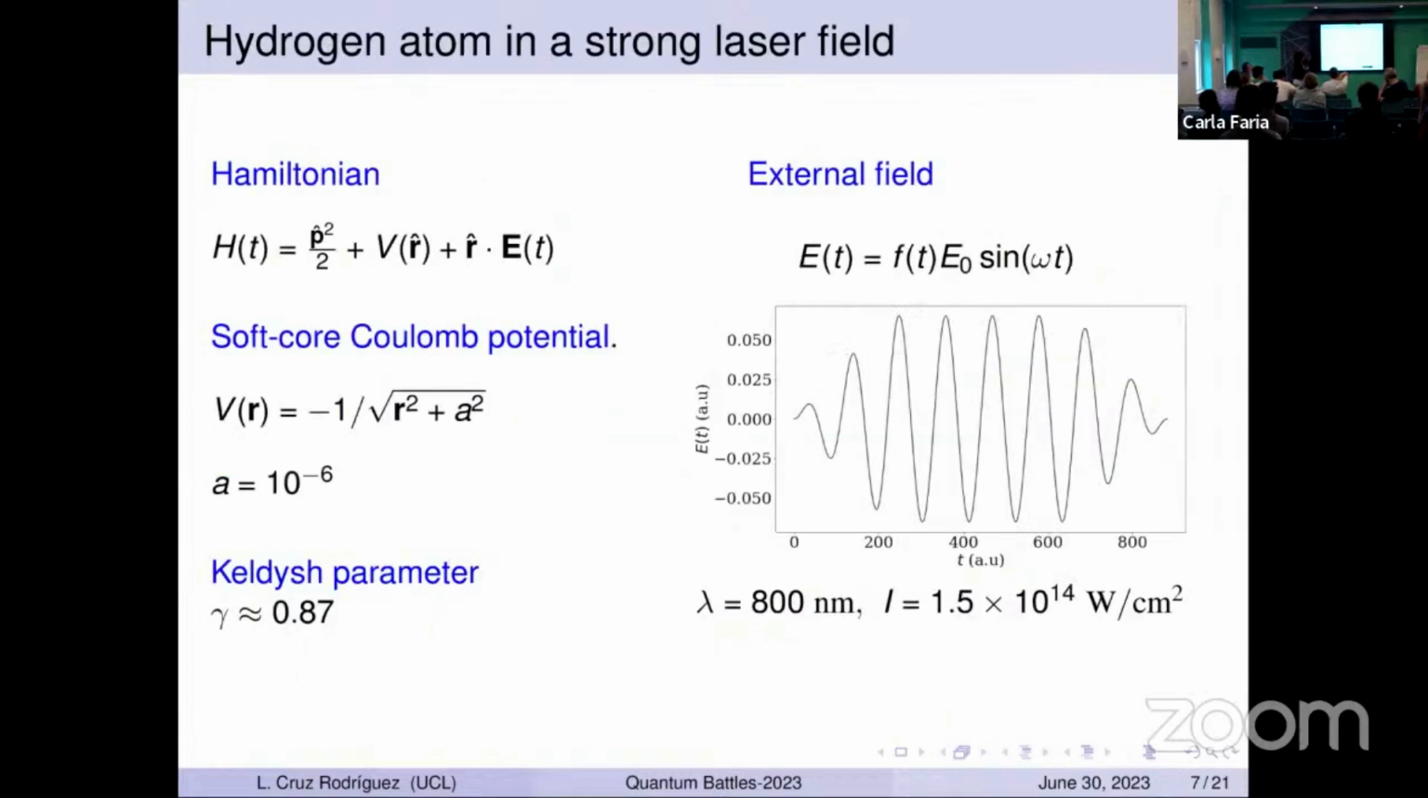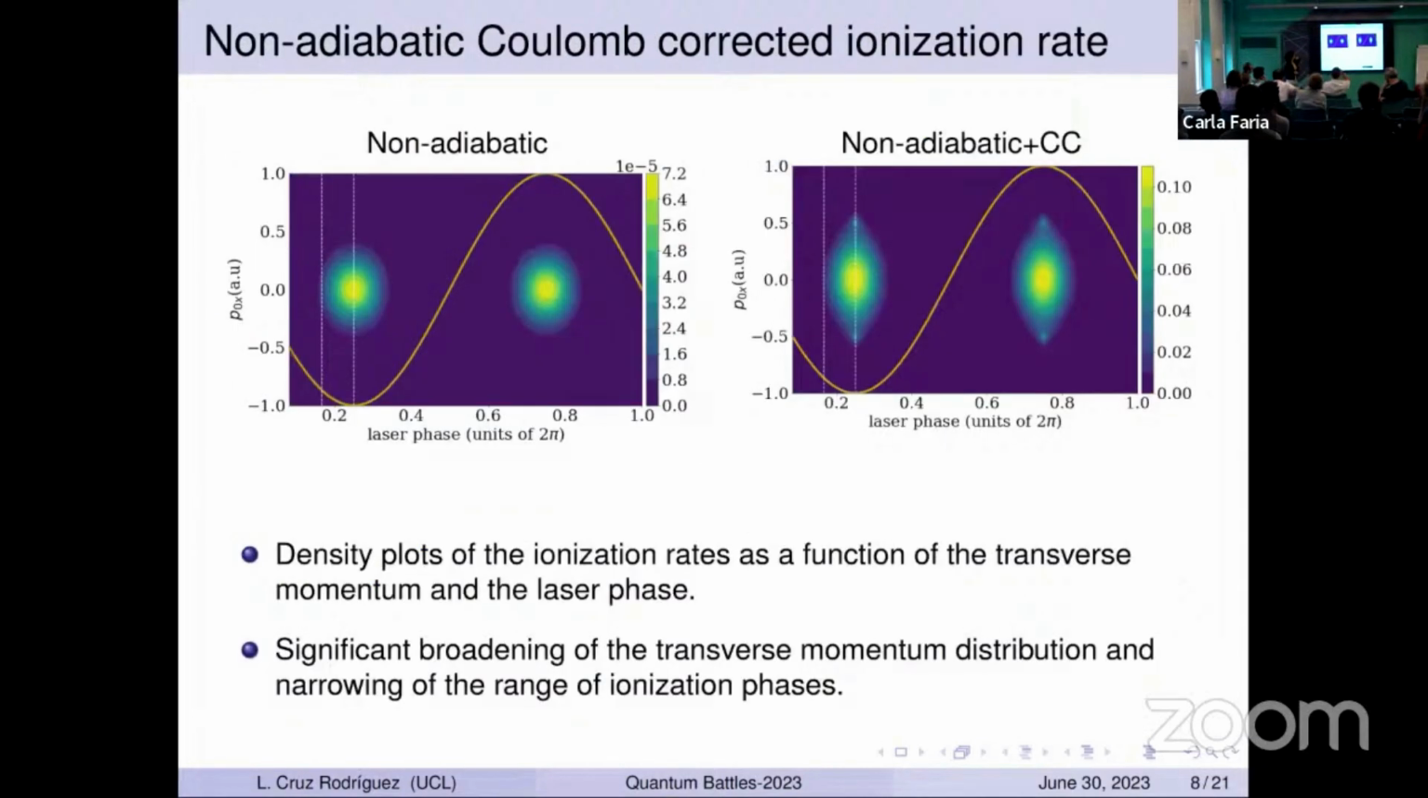So this is quickly the model. We use a soft hydrogen atom with a soft-core Coulomb potential where the softening is as small as possible, and this is the shape of the external field. And the first question we want to answer is how the Coulomb correction that we added to the rate will affect the initial distribution of the electrons once they are ionized.